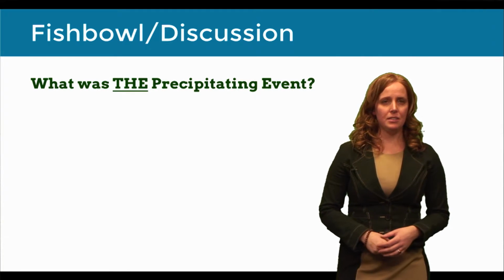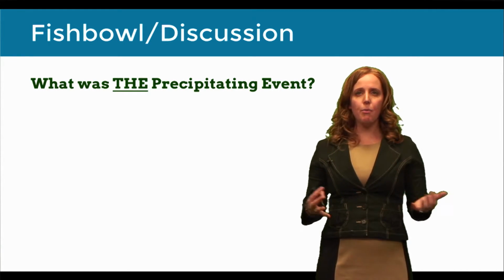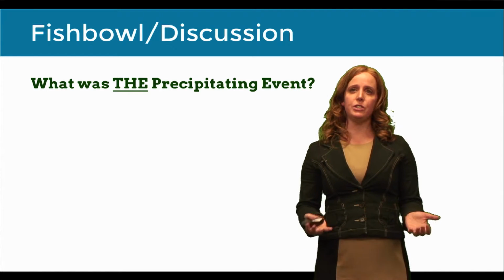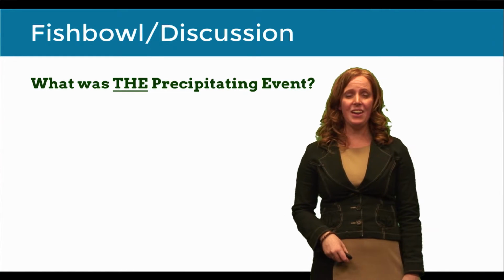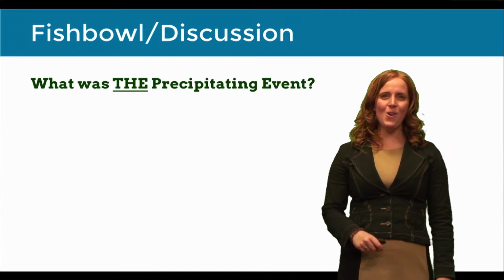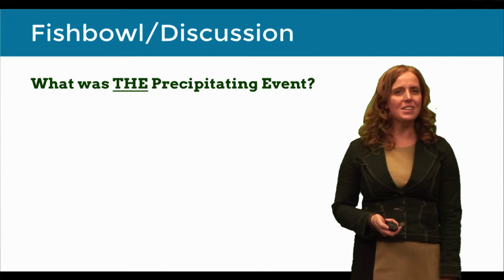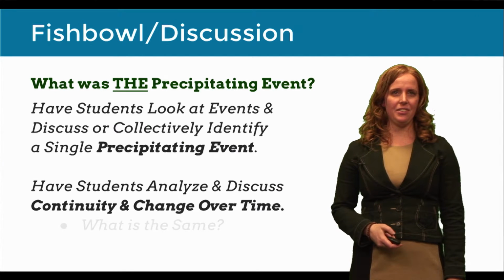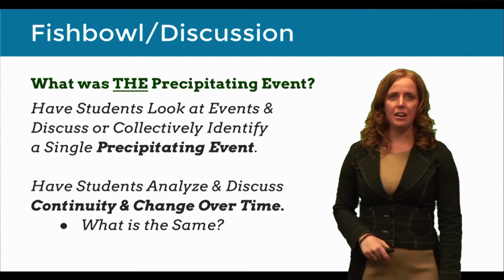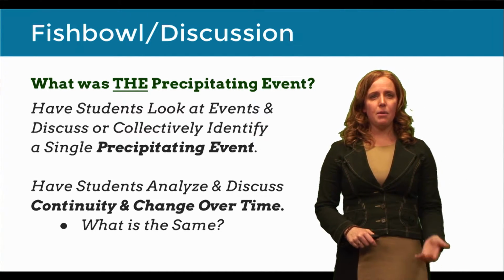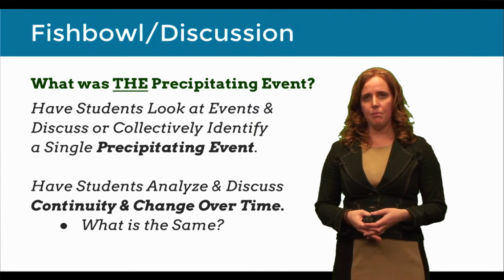And then, of course, you can have kids engage in a more generalized fishbowl or just general discussion within class. What was the most important event that caused all of the other ones that were on your 6 degrees of separation? And then you can also have them talk about the continuity and change over time.